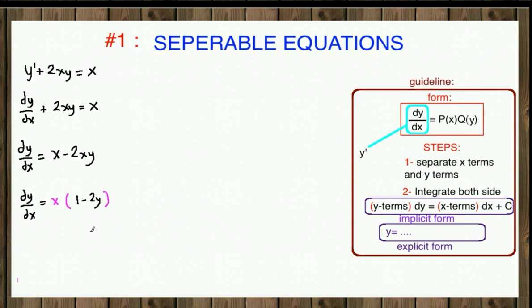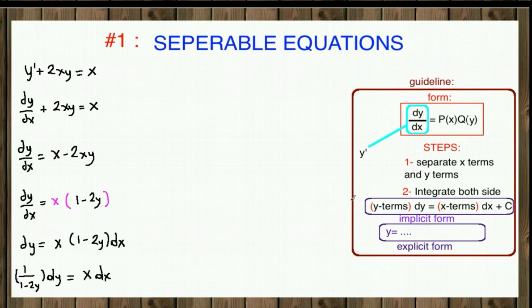Now our next step is to multiply both sides by dx and divide by 1 minus 2y. I would like to go step by step so you can follow. dy equals x times (1 minus 2y) dx. Now we're going to divide both sides by 1 minus 2y. So it's going to be 1 over (1 minus 2y) dy equals x dx.